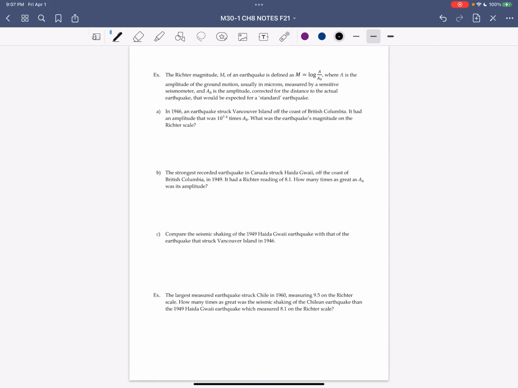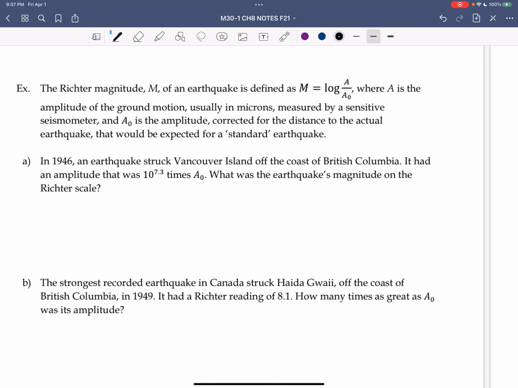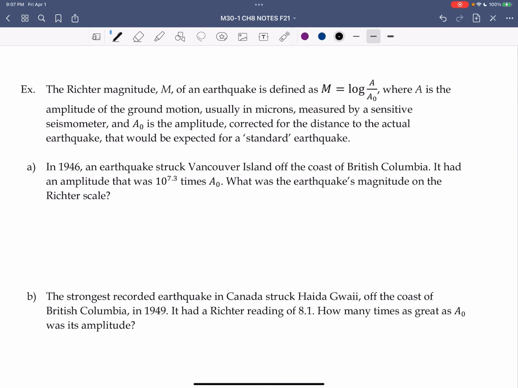The Richter magnitude M of an earthquake is defined as M equals log of A over A0, where A is the amplitude of the ground motion, usually in microns, measured by a sensitive seismometer, and A0 is the amplitude corrected for the distance to the actual earthquake that would be expected for a standard earthquake.